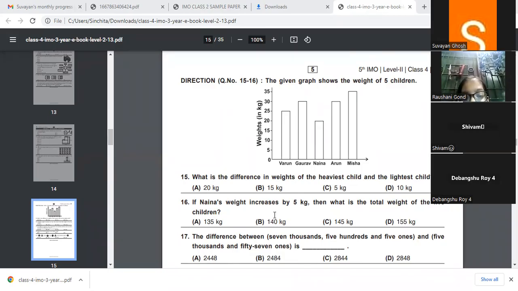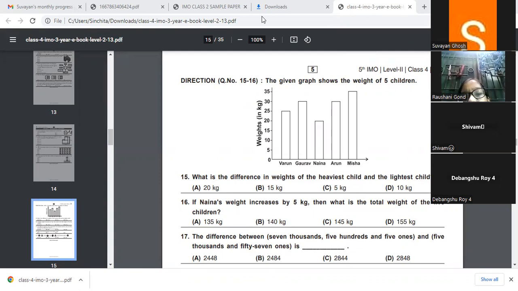Yes, ma'am. Number 15. What is the difference in weight of the heaviest child and the lightest child? Lightest child. Meaning, what is the difference, heavy minus light? Naina is lowest and Misha is the heaviest. It is a minus, so 35 minus 20 is 15.